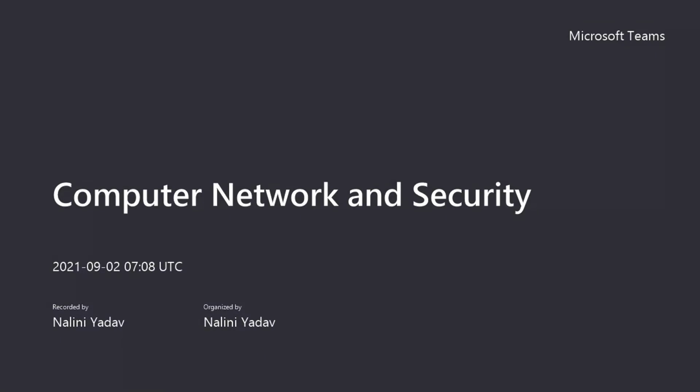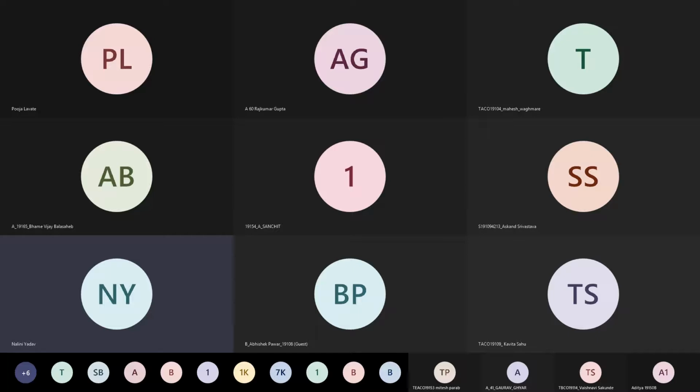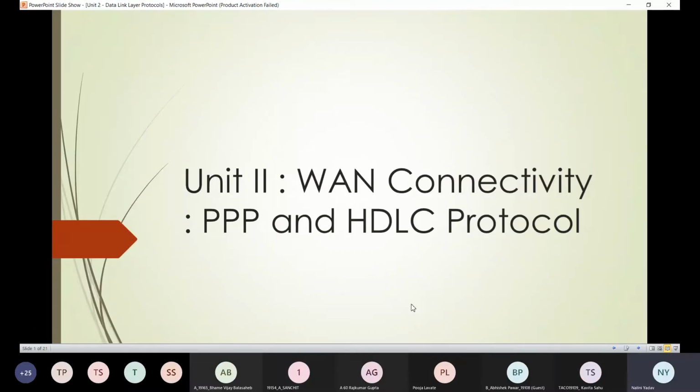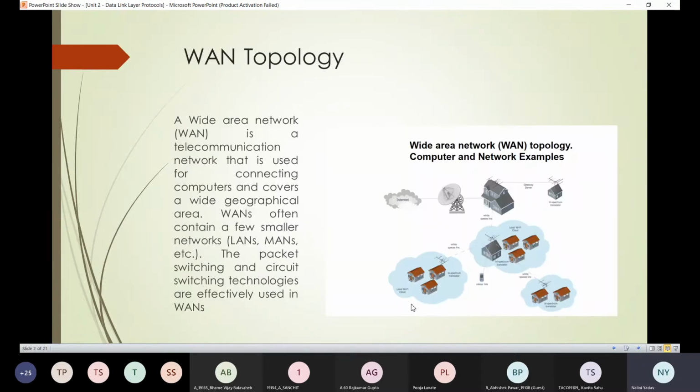Unit 2, and now we will be going for WAN connectivity protocols, right? We have two protocols, that is PPP and HDLC protocols. So these protocols we will be looking into in detail. But before that, let's revise what this WAN topology is.